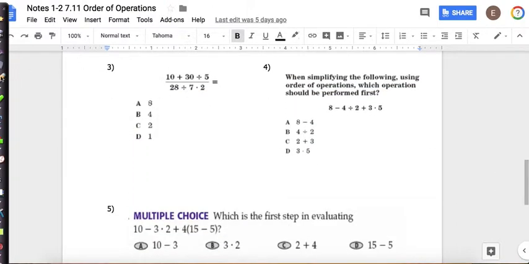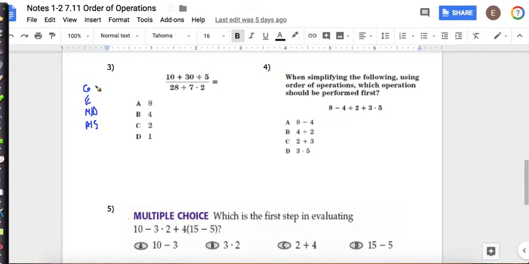Okay, we have a fraction bar here. And since this one's a little bit shorter, I'm going to do the work right here. So we have 10 plus 30 divided by 5. So we have to do order of operations on the top and then the bottom. So we have GEMDAS.